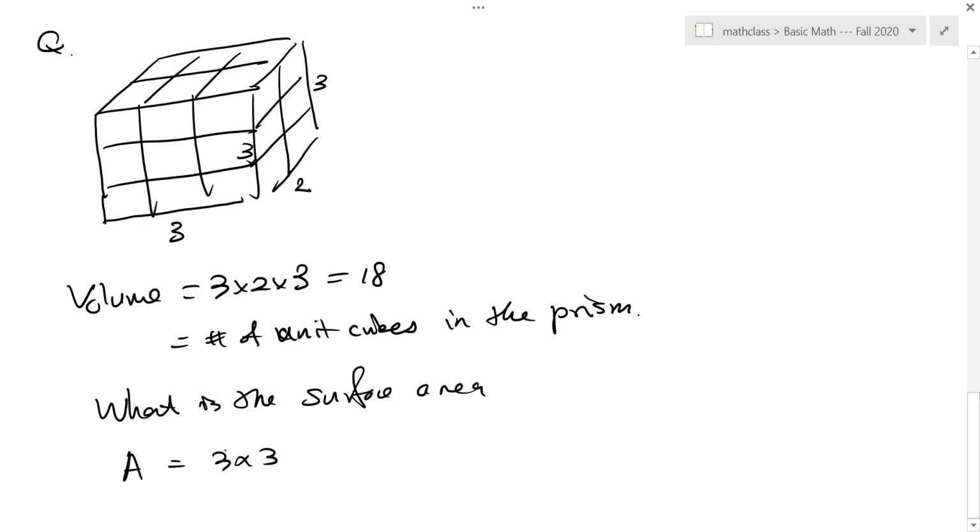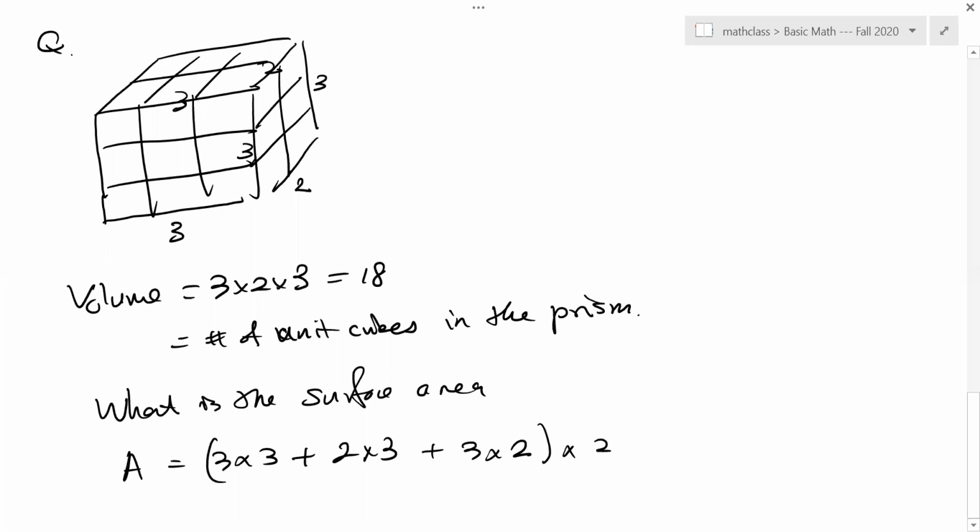Okay, and then it's identical. You have another one behind that is identical, so it's 2 times. So every term you multiply by 2. Now you have the side on the right hand side. That's 2 times 3. And on the top is 3 by 2, so 3 times 2, and there's another one on the bottom. So total 6, so I have to multiply by 2.